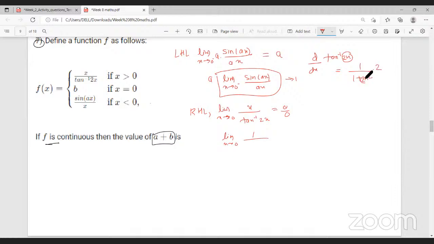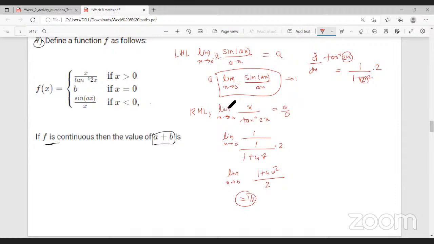Here it will be 2x, right? So 1 plus 4x square into 2. Wait, this is not correct. It should be 1 upon 1 plus 4x square into 2, right? We are taking the derivative of this. So it will be limit x tends to 0, 1 plus 4x square in the numerator divided by 2. Now you put x equals to 0, what will you get? 1 by 2, right? Yes.